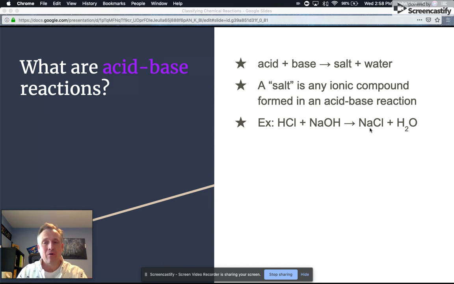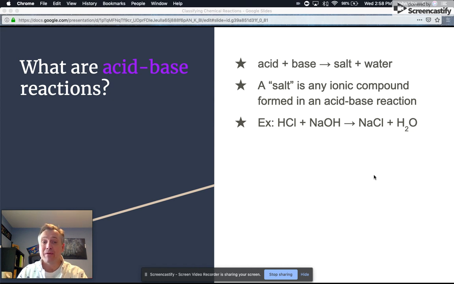Now let's see how the salt forms. Well, the chlorine from the acid hooks up with the sodium from the base. So kind of the leftover pieces of the acid and base come together to form the salt. It's one way you could look at it. And of course, the OH and the H come together to form the water.